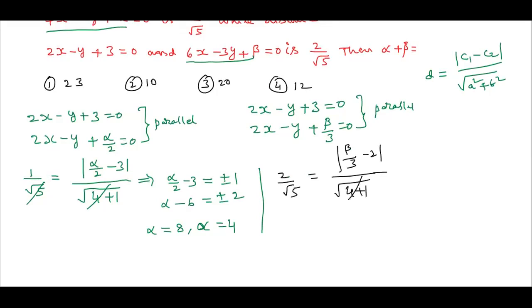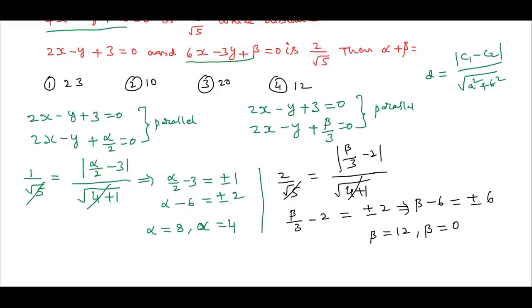The root 5 cancels. Remove the modulus: beta by 3 minus 2 is equal to plus or minus 2. Now this is beta minus 6. I take the LCM and send the 3 to the right-hand side. You will get plus or minus 6. If you take positive, the beta value is 12. If you take negative, the beta value is 0.